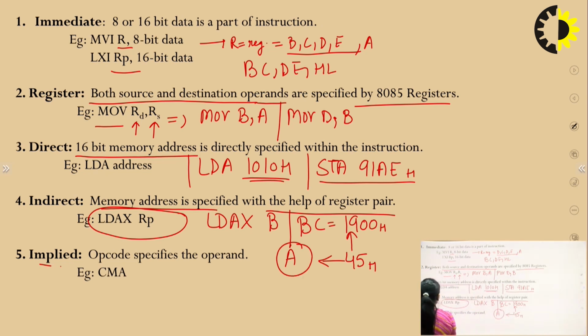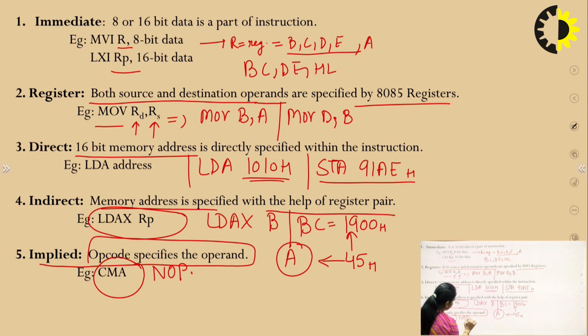And the last one is our implied. The opcode specifies the operand: CMA, NOP, no operation, HLT, all these things.